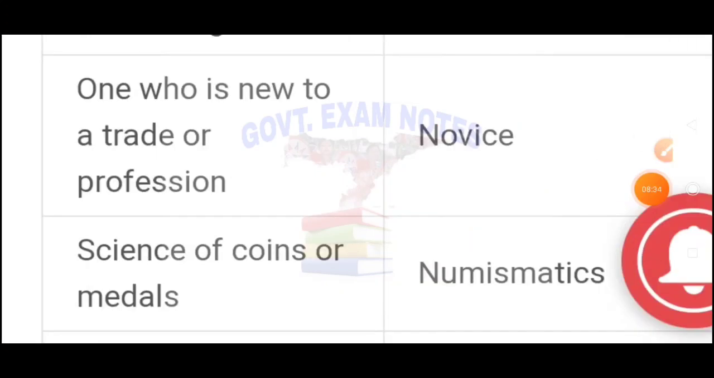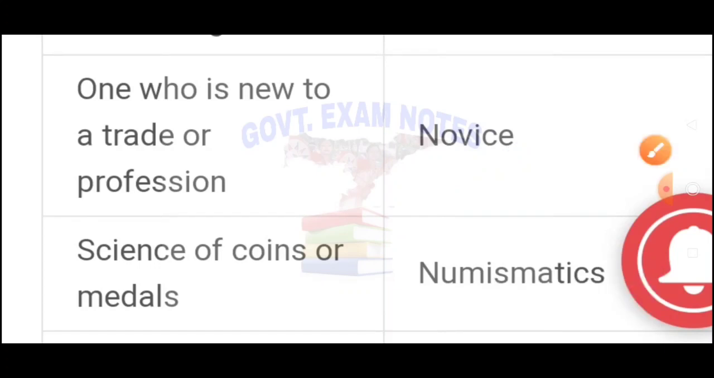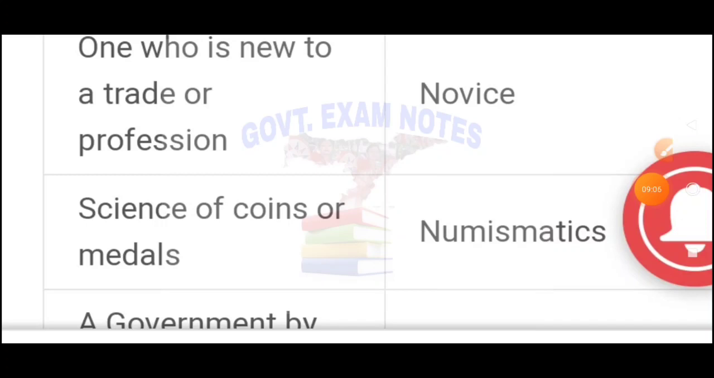The next is one who is new to a trade or profession. So that will be called novice. So novice is the word to show the one who is a newcomer to a trade or profession. Simply, if it says one who is a newcomer, that will be called neophyte. Then if he is the newcomer to a trade or profession, that will be called novice. Then next is the study of coins or medals. So that is called numismatics.